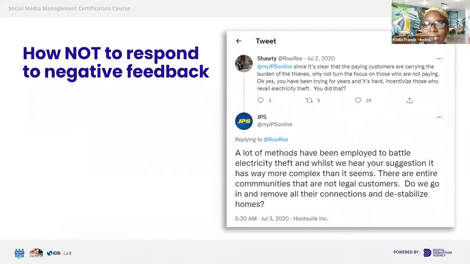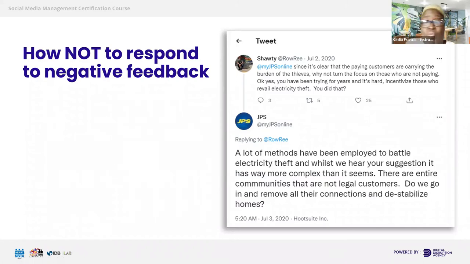Somebody says, since it's clear that paying customers are carrying the burden of the fees, why not turn the focus on those who are not paying? Okay, yes, you have been trying for years and it's hard. Incentivize those who reveal electricity theft. You did that? JPS proceeded to go on this long rant about battling electricity theft and communities of illegal customers.